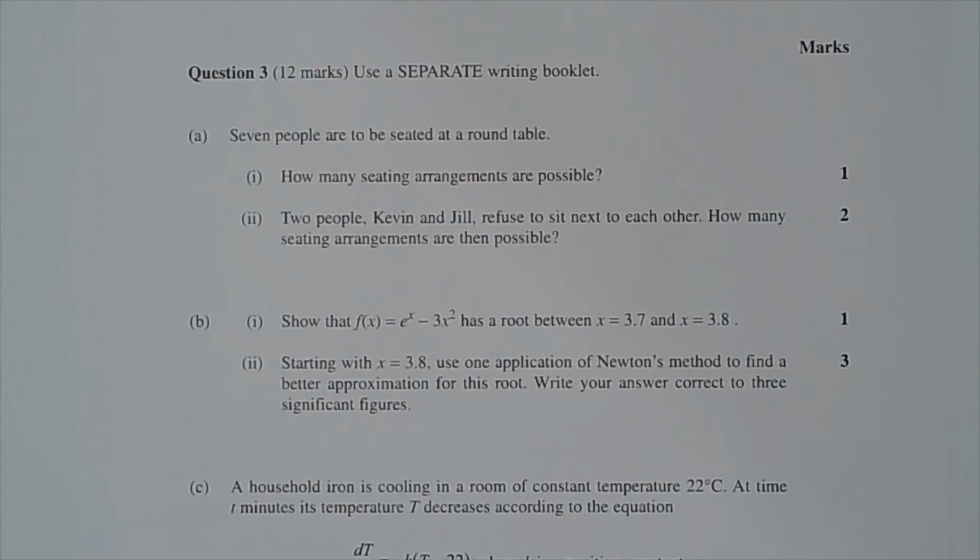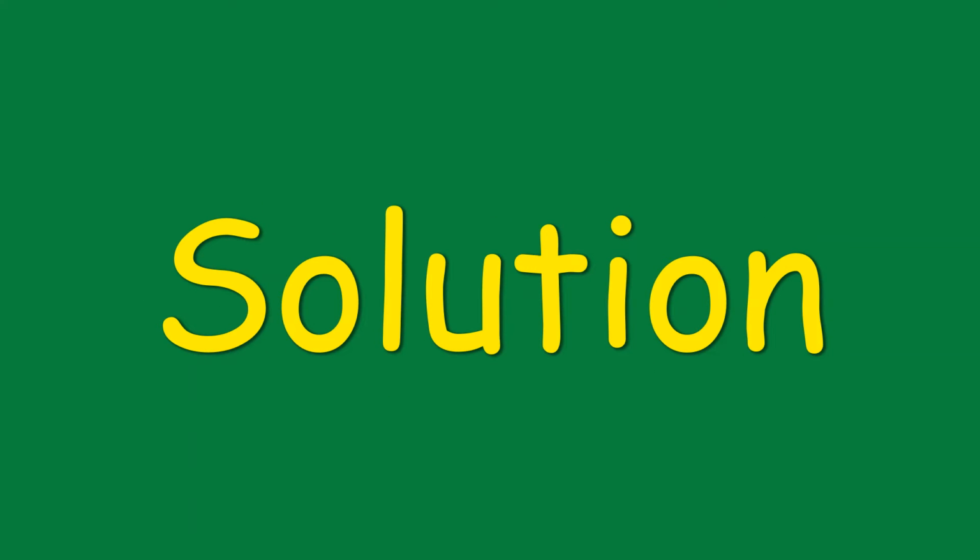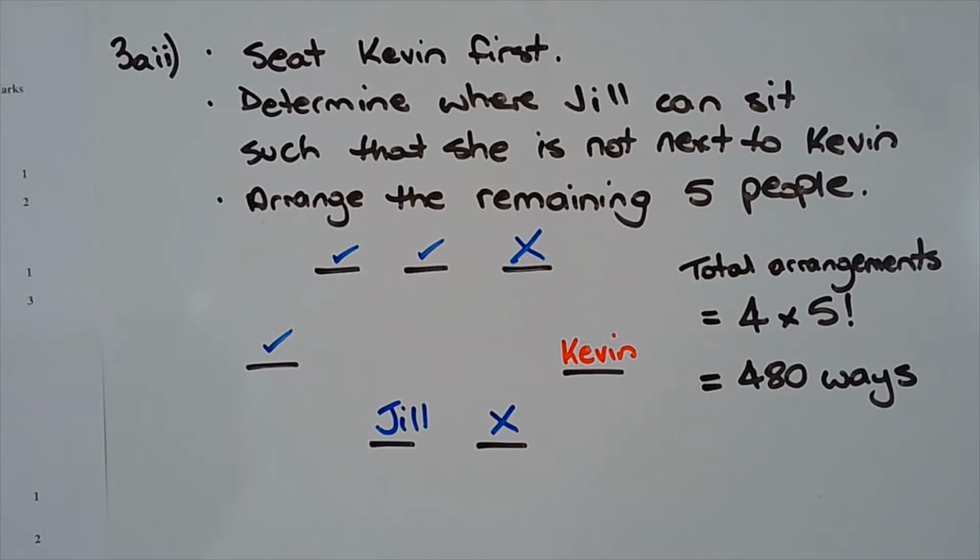Part 2. 2 people, Kevin and Jill, refuse to sit next to each other. How many seating arrangements are then possible? This is an ordered circular arrangement with a restriction, and the restriction here is that Kevin and Jill cannot sit next to each other. There's 2 ways we can go about this.